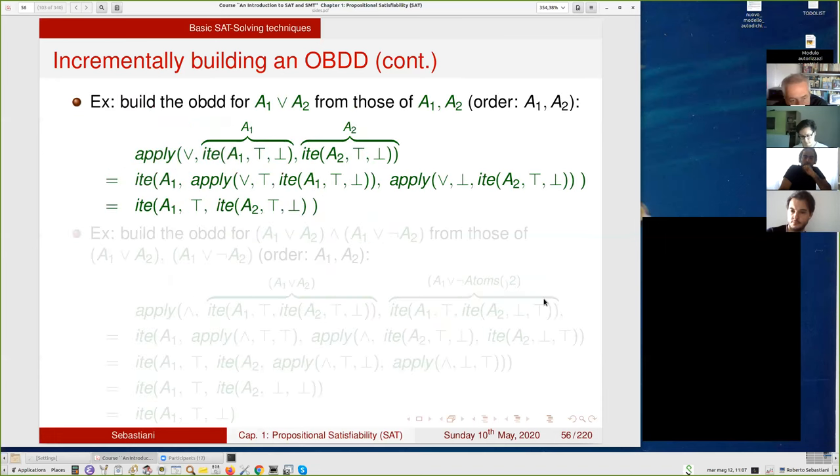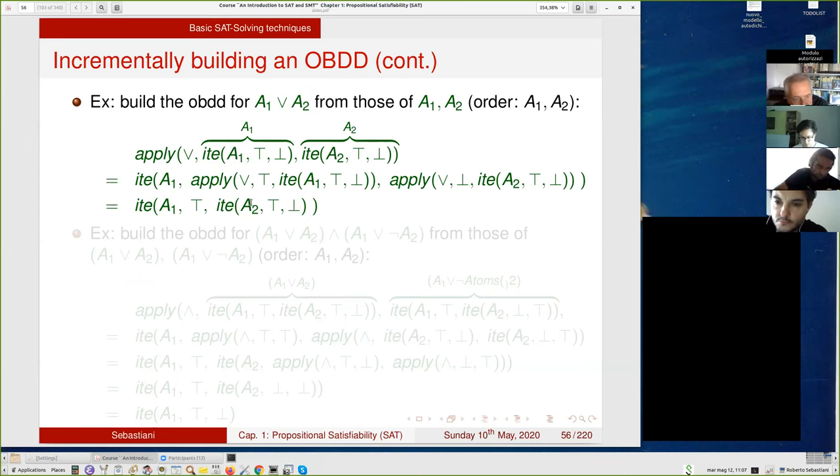Okay, so let me see an example of how to build an OBDD. Suppose you want to build the OBDD for A1 or A2. Well, you know the OBDD of A1 is if-then-else A1 true, otherwise false, and for A2 is if-then-else A2 true false. Those two OBDDs, and you want to apply OR here. Well, the two OBDDs have a different root, A1 and A2.